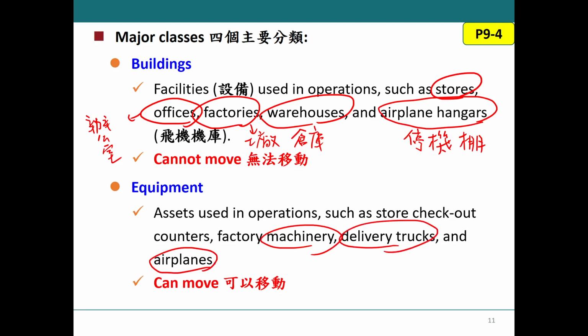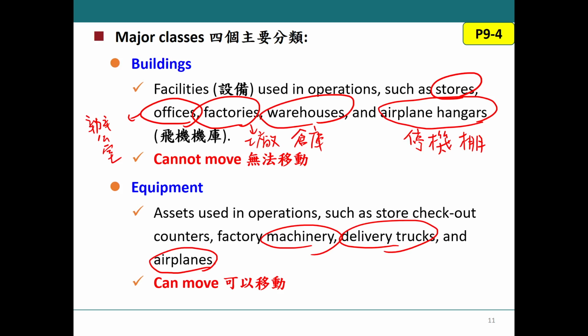Okay, so for buildings and equipment, if you want to use one term to describe their difference, what? Buildings, you cannot move them, right? Buildings, they are there. Could you move your buildings? No, you cannot. But equipment usually could be moved, like a car, like your machines, like your airplane. So there's a key difference between buildings and equipment.